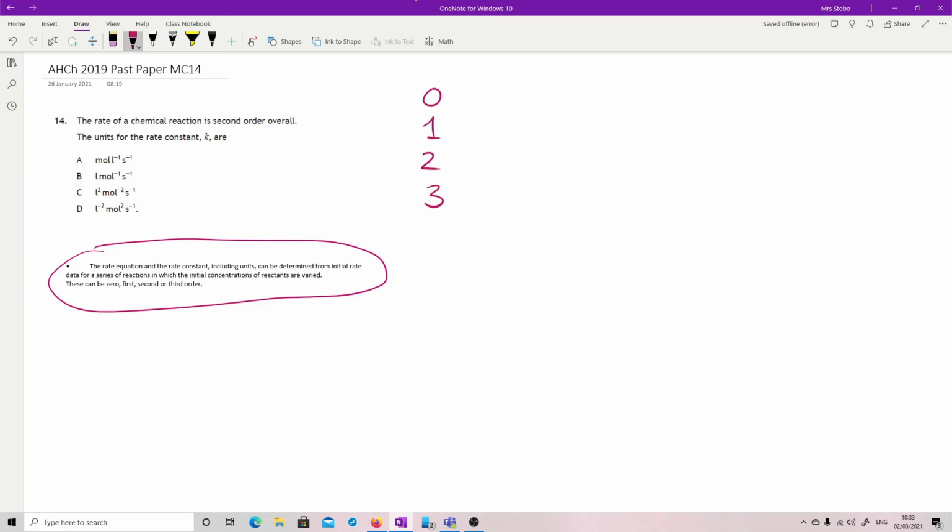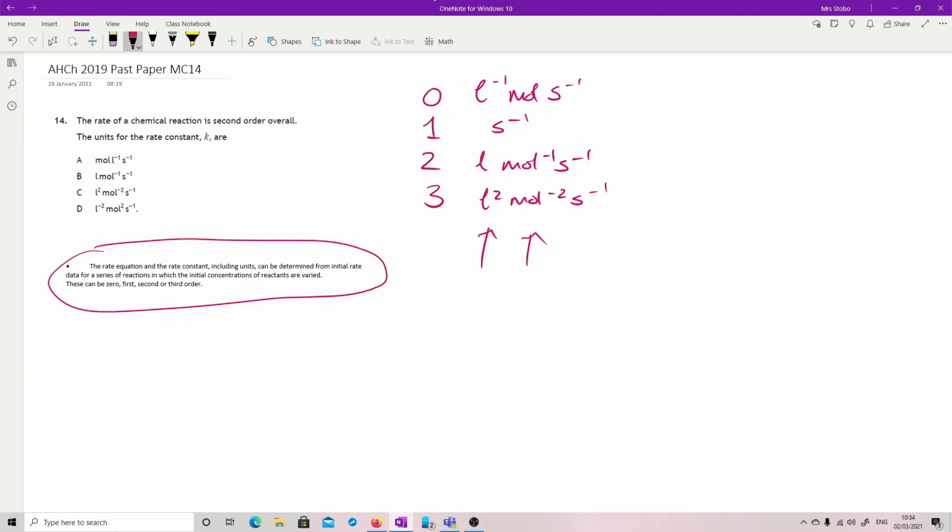So for zero order, it would be litres to the minus 1 mole per second, and then for first order we've got just per second. And then we've got litre mole to the minus 1 s to the minus 1, and then litre squared mole to the minus 2 s to the minus 1. I can see a pattern in that with my L's and my moles, which gives me a way to remember it. But if you can't do the pattern, it does say determined, and that means you would have to derive it.